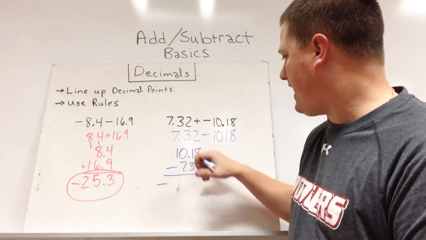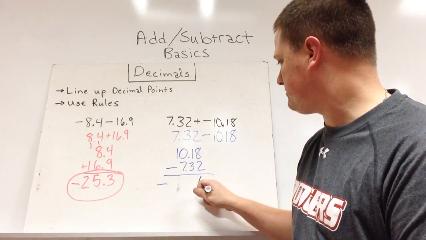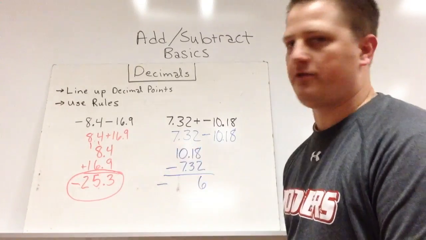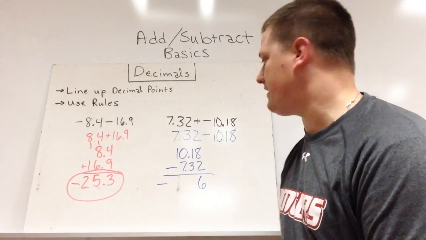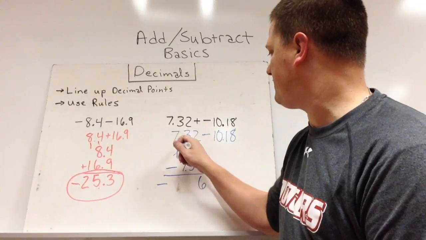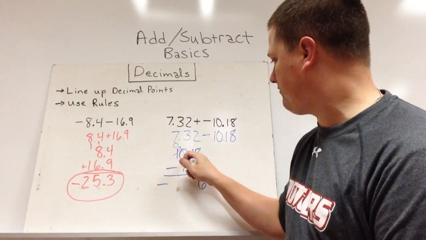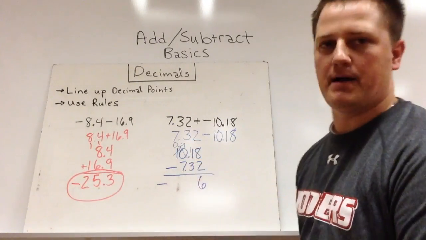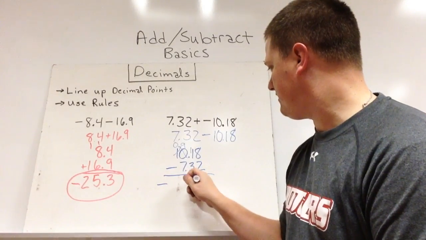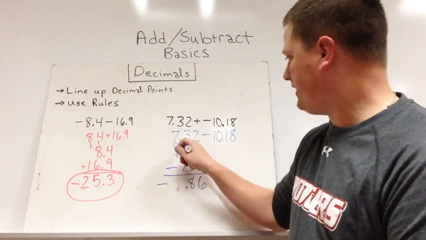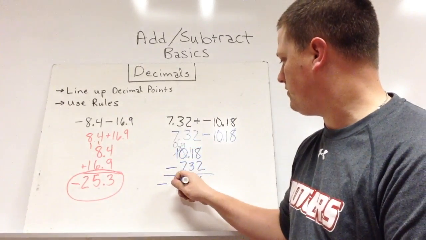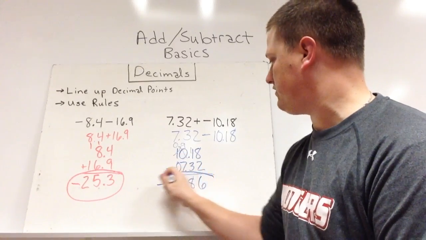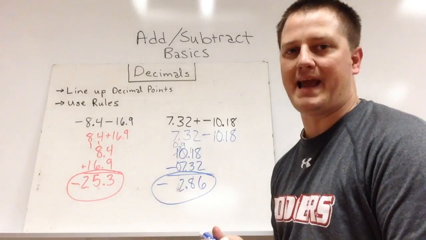So we're going to take 8 minus 2, which is 6. We're going to take 1 minus 3. But we can't do 1 minus 3, so we've got to borrow from the 0. Can't borrow from 0 because it's nothing, so we got to borrow from the 1. Make that a 0, make this a 10. Now we can borrow from 10, make it a 9, bring a 1 over. So now what we have is 11 minus 3, which is 8. Bring our decimal point down. We now have 9 minus 7, which is 2. And we have 0 minus 0, which is 0. So this is really just negative 2.86.